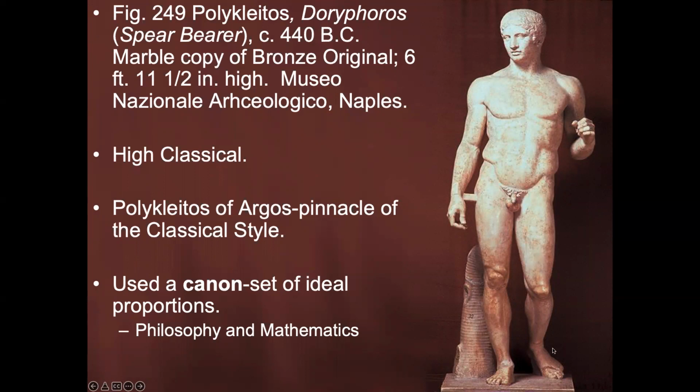And speaking of balance, it would have stood up on its own. But when you make something out of marble, it doesn't work as well as bronze. So you have to have these attachments to stop it from falling over, basically. And he's using a system called a canon, which is a set of ideal proportions. And the ancient Greeks believed basically in the maxim with their art, if it looks good, it represents good.